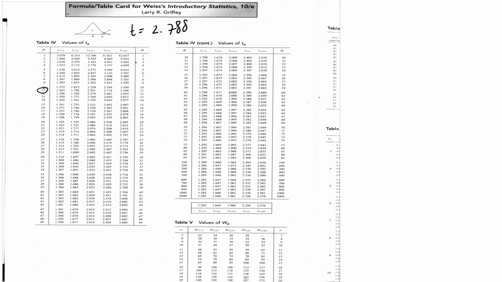So if we go across this, so we're going across, let's use just the marker itself.